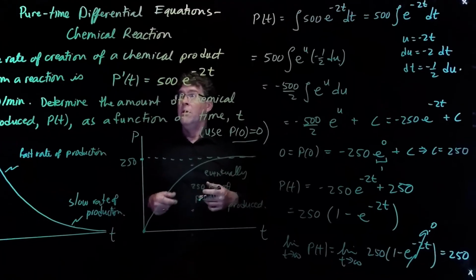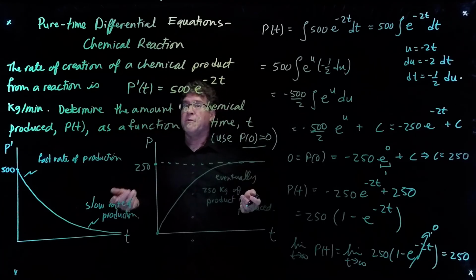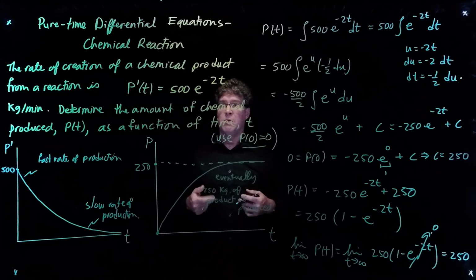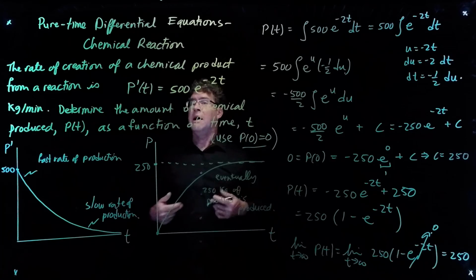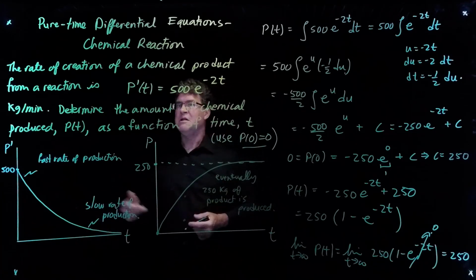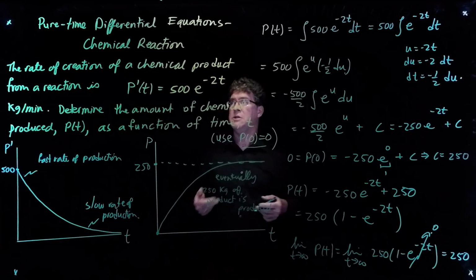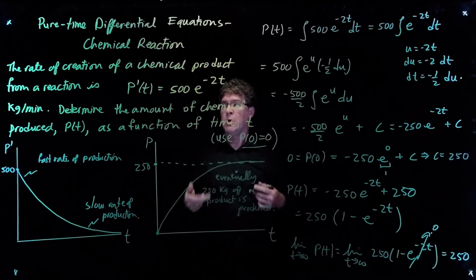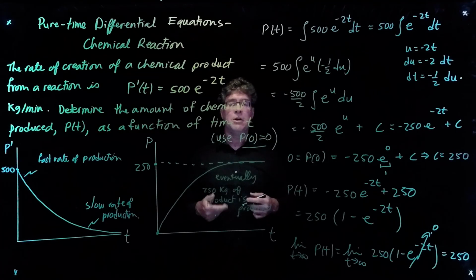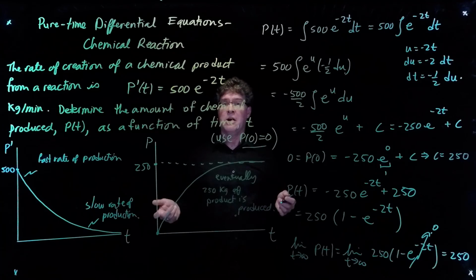And so with this pure time differential equation, we can go from a rate of production to the actual amount that's been produced. In this case, we're applying it to the rate of creation of a chemical product from a reaction, but it could be applied to other similar kinds of problems.